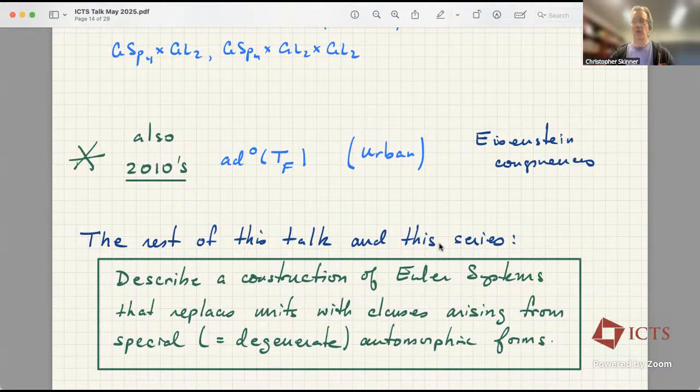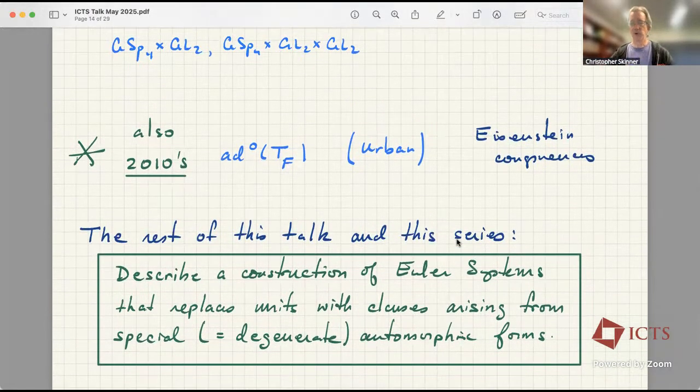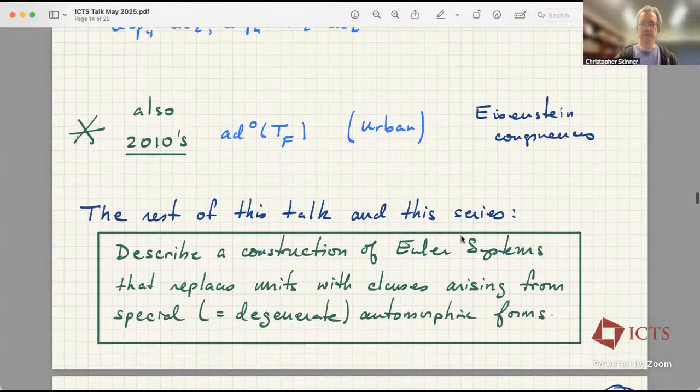And so one of the other motivations for me to think about Euler systems was to try to think about ways of constructing Euler systems that didn't rely on these explicit descriptions of motivic cohomology classes. That's not to say that these classes aren't motivic in some sense. It's just that I'm trying to get away with as little information about them as I can.